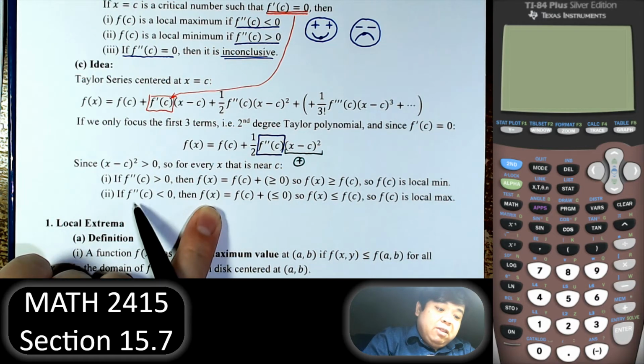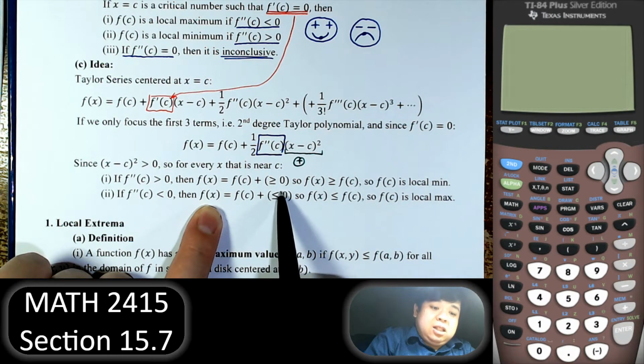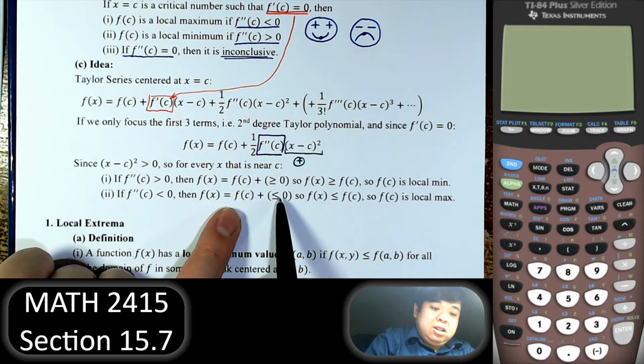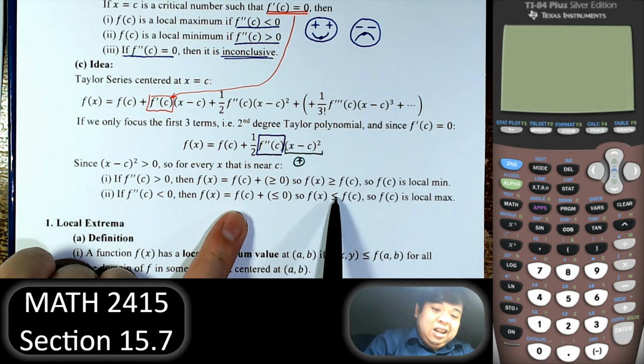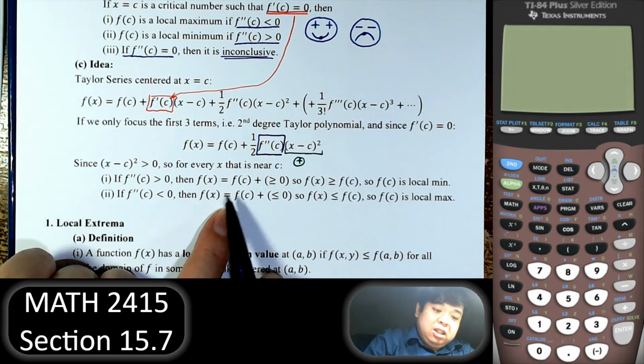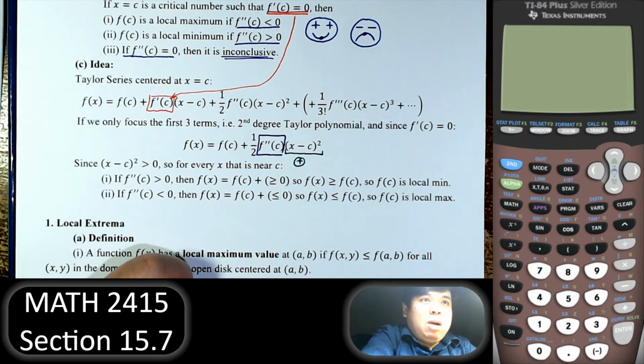Likewise, if the second derivative is less than 0, we have something plus something negative. So f of c has to be greater than this, because after it subtracts something, it is less. So if they don't subtract, f of c is going to be greater than f of x, therefore it's a local max. Alright, so that's my terse version of the proof.